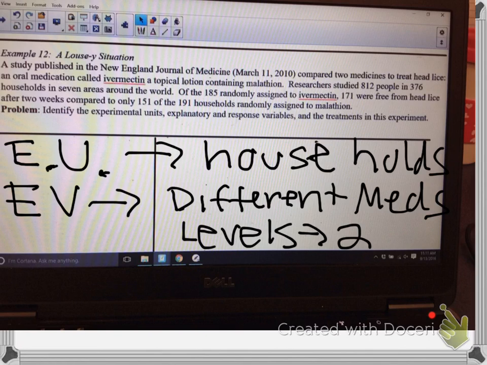And finally, the response variable would be what? We're trying to see how many households were free from head lice.